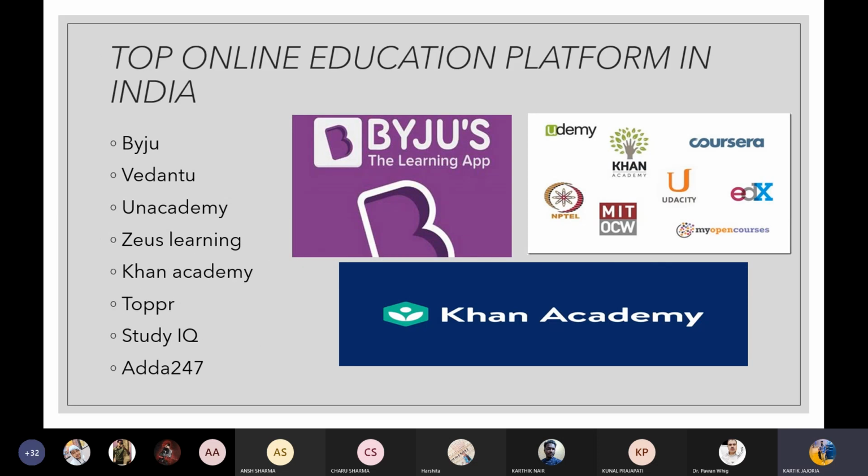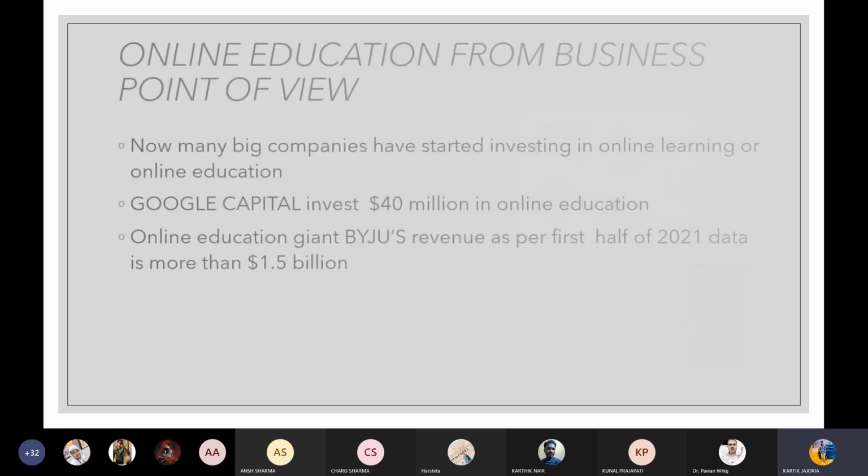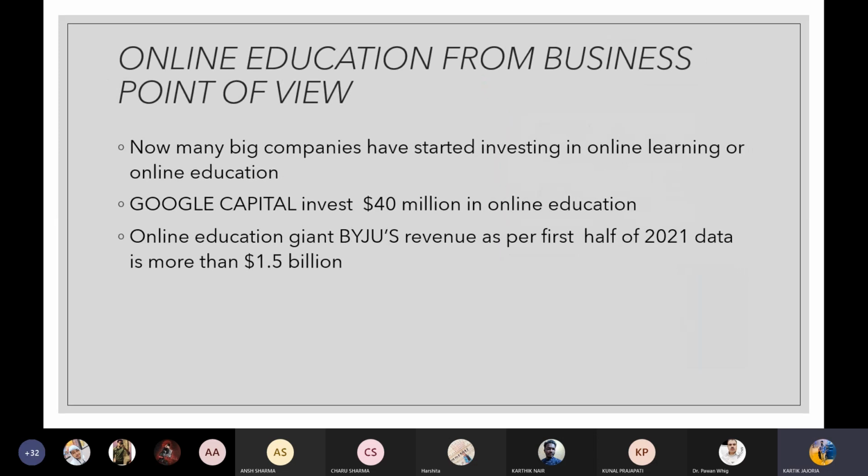These are some online education platforms in India: Byju's, Vedantu, Unacademy, Jesus Academy, Khan Academy, Topper, Study IQ. Online education from a business point of view: as you can see, nowadays many companies are investing in online education, like Google Capital, which has invested 40 million, and Byju's 2021 revenue was more than 1.5 billion.